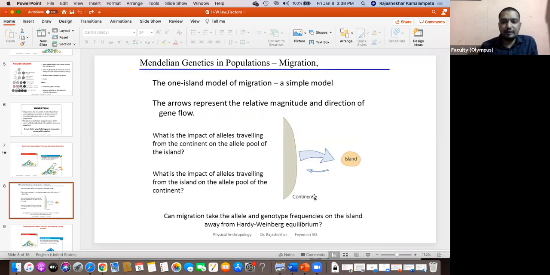Okay, so migration will have different impact on the Hardy-Weinberg equilibrium. But the thing that you notice here compared to mutation and other components we are going to discuss is that migration reduces the variation. Especially when people are coming from the island to the continent, where variation is actually decreased. Okay, but overall genetic equilibrium gets affected.